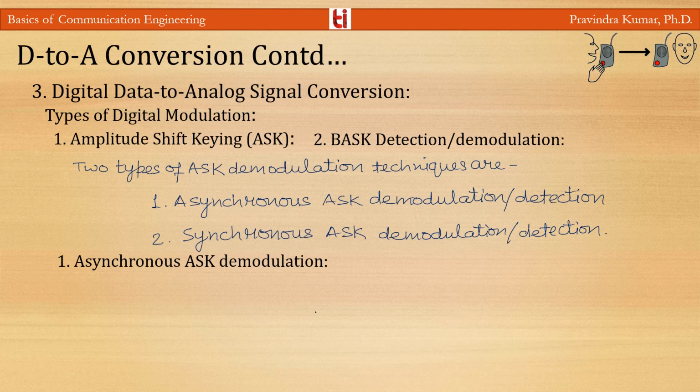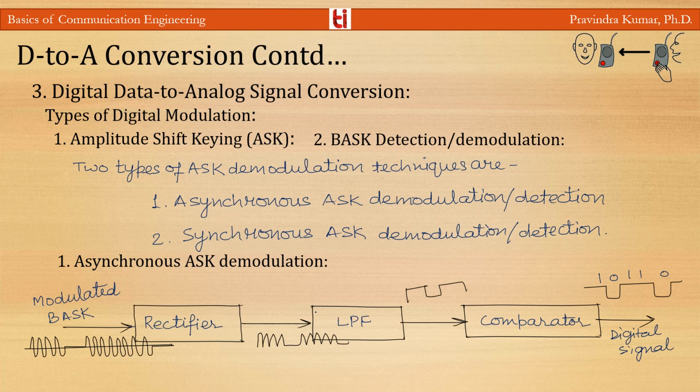The asynchronous ASK detector consists of a half wave rectifier, a low pass filter, and a comparator. The block diagram you can see on your screen. The modulated ASK signal is given to the half wave rectifier, which delivers a positive half output, and at this point you can see this is the positive half output, and the low pass filter suppresses the higher frequency and gives an envelope detected output, from which the comparator delivers a digital signal as the output.